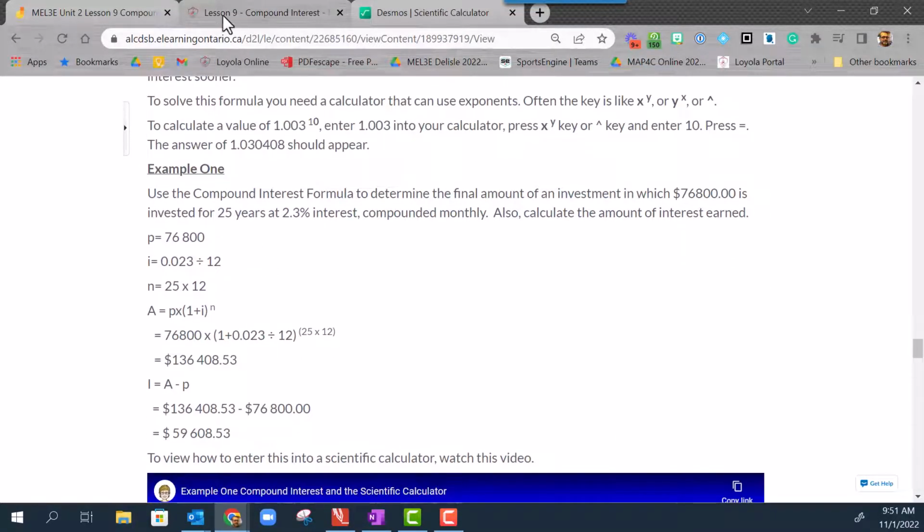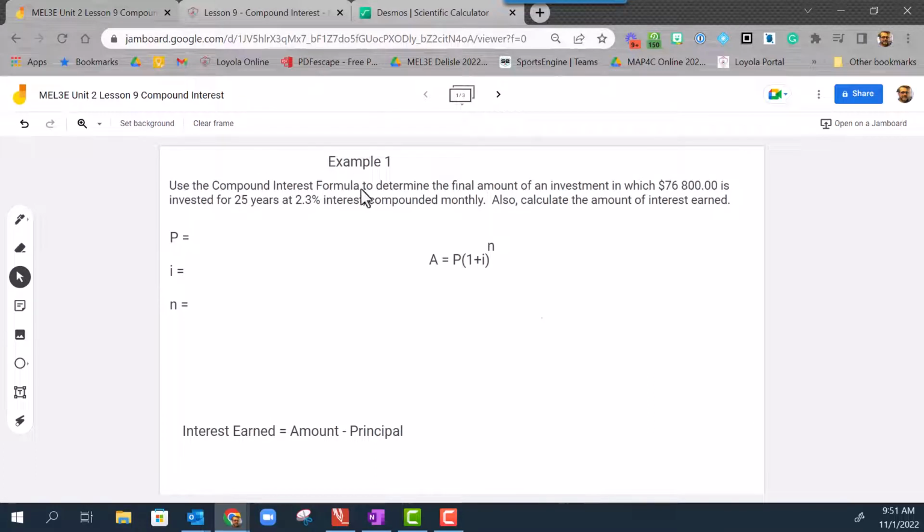Example 1. I'm going to go over here into my Jamboard. Compound interest formula, which I've written here. The final amount of investment, in which we're going to invest $76,800. Principal is $76,800. I always write these out on the left-hand side first, before I try to do any kind of calculations.